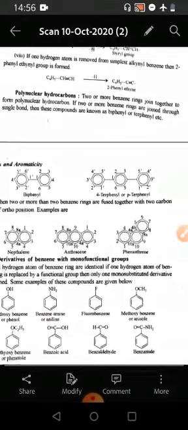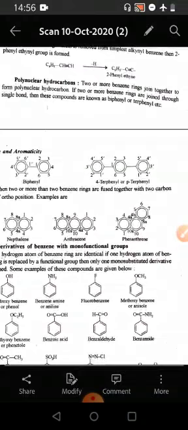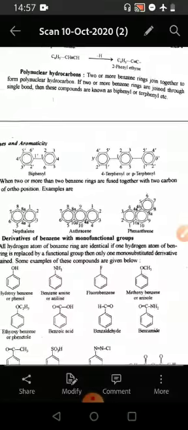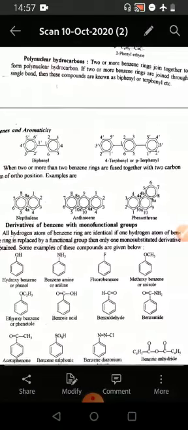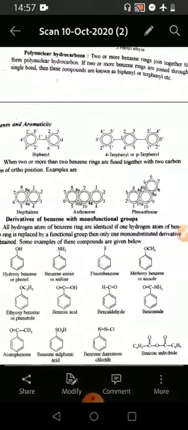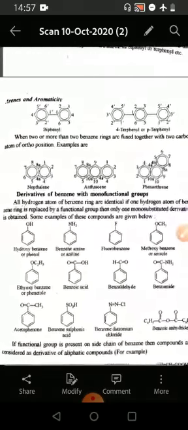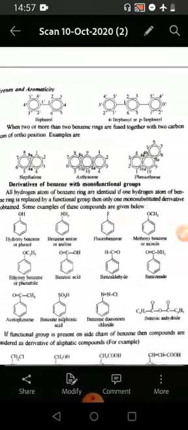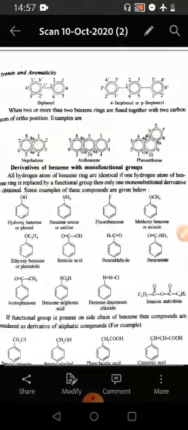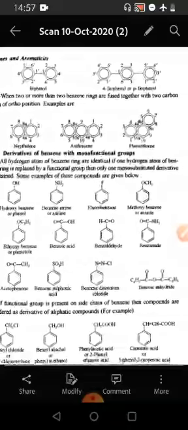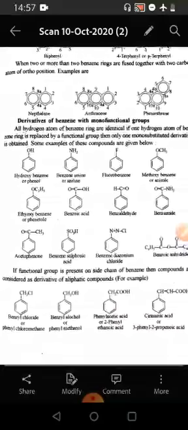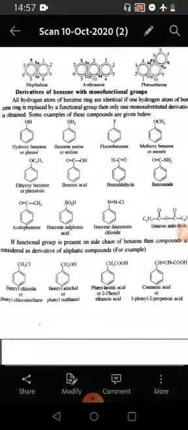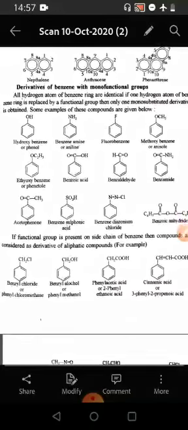Now we come to polynuclear hydrocarbons. 2 or more benzene rings join together to form polynuclear hydrocarbons. If 2 or more benzene rings are joined through a single bond, then these compounds are known as biphenyl or terphenyl. For example, biphenyl, terphenyl or para-terphenyl. When 2 or more than 2 benzene rings are fused together with 2 carbon atoms of ortho position, then examples are naphthalene, anthracene, phenanthrene.